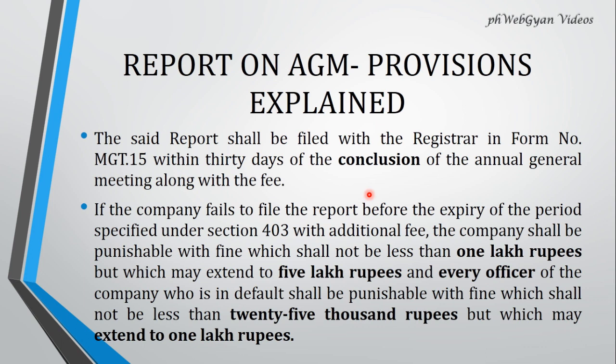Now let's move forward. What are the provisions of the punishment or the liability in case there is contravention of this section? Suppose the company fails to file the report before the expiry of the said period. Now 30 days is given under the section, and under section 403 it says that within 300 days along with the additional fees a company can file its form. So within those 300 days, if the company is not able to file its report on AGM, then the company shall be punishable with a fine of at least 1 lakh rupees, which can extend up to 5 lakhs, and every officer who is in default shall be liable with a minimum penalty of 25,000 rupees, which can extend up to 1 lakh rupees.